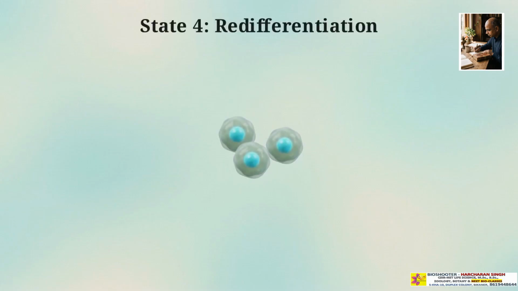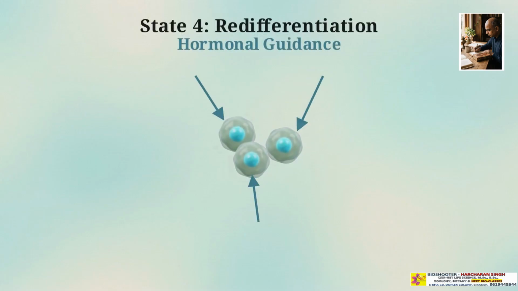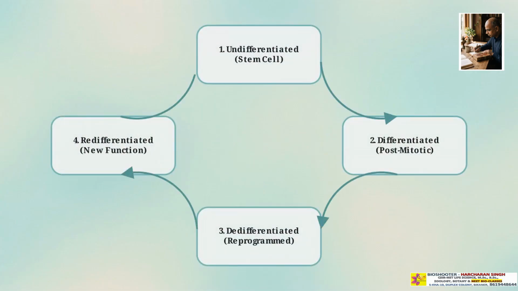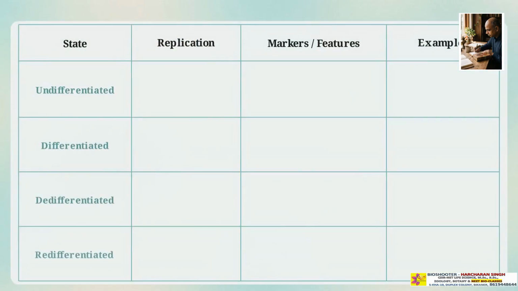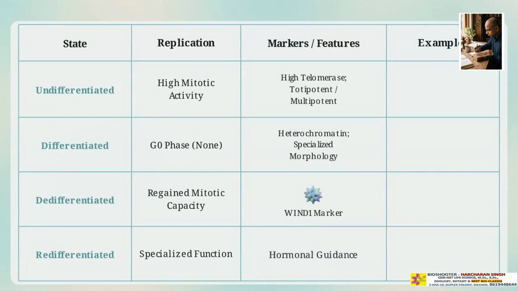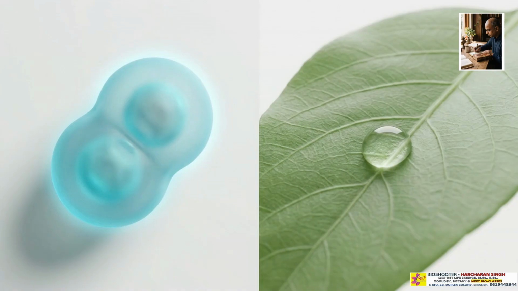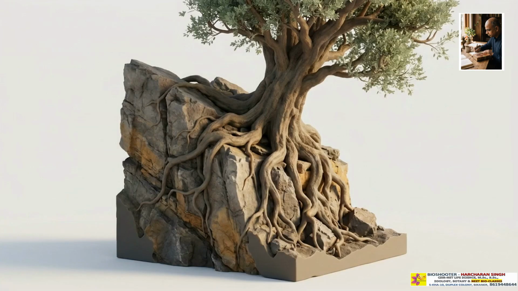Entering state 4, redifferentiation, hormonal guidance assigns these cells new specialized functions. Connecting the states reveals development is a continuous cycle of specialization and reversal. This summary grid maps these states against their cell cycle, epigenetic condition, and biological examples. The resilience of a living system relies on the ability of its cells to dynamically manage their own developmental timeline, shifting states as needed to adapt, repair, and survive.